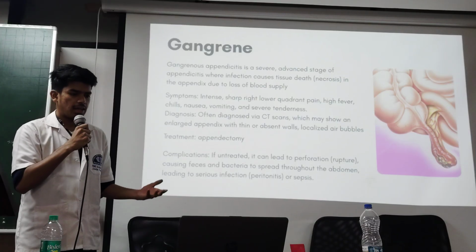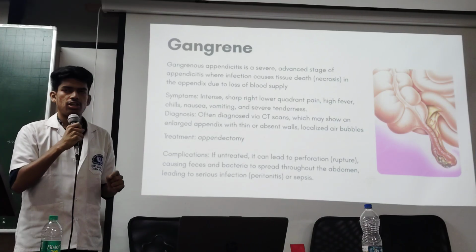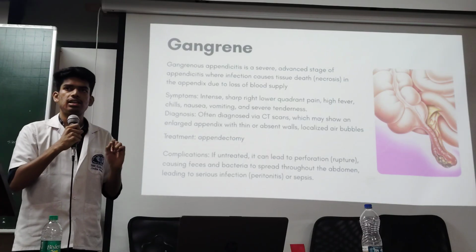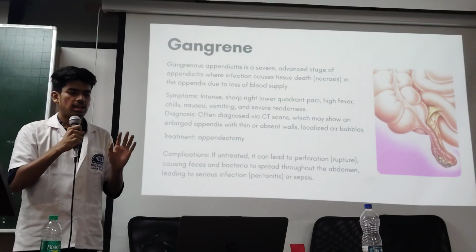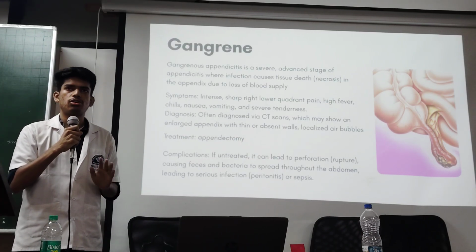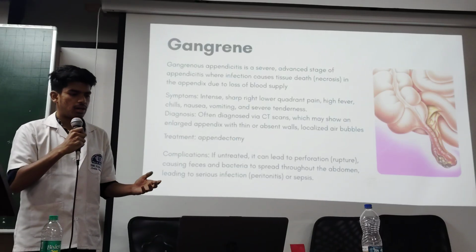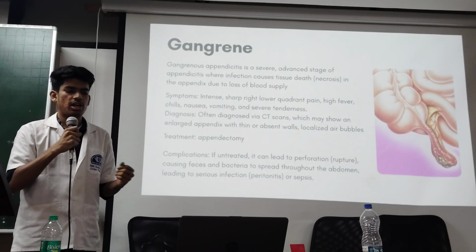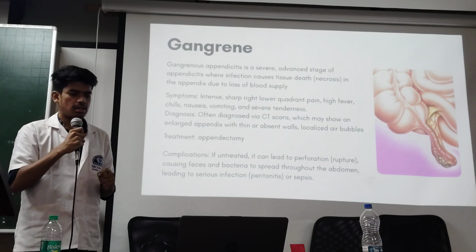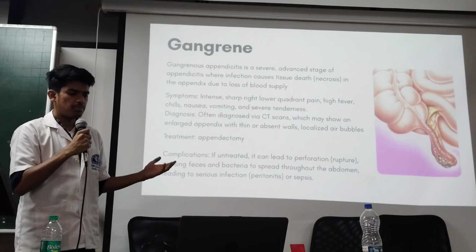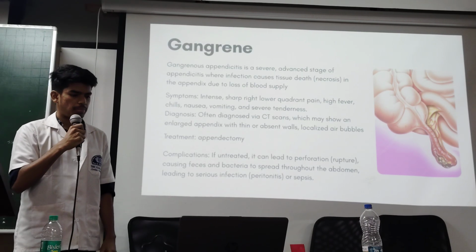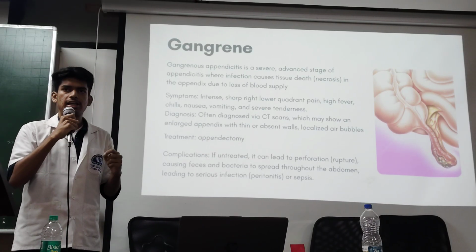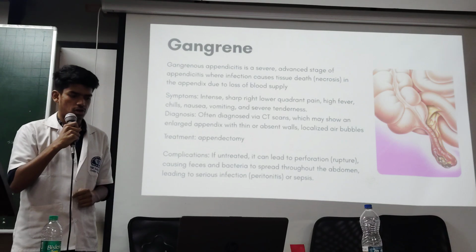Lastly, gangrene. Gangrene is a severe, advanced stage of appendicitis, which causes cell and tissue death, that is necrosis of the appendix, due to loss of blood supply. Symptoms are lower abdominal pain, fever, nausea, chills, and intense tenderness in the appendix region, and it can be diagnosed with a CT scan. Treatment is appendectomy. If untreated, it can lead to perforation, sepsis, and septic shock.